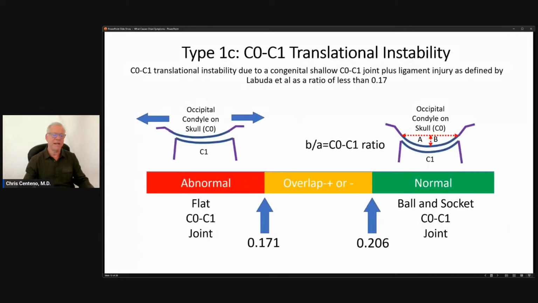And interestingly, they came up with a rather unique view of this, right? They looked at the shallowness of the C0C1 facet joint. Normally, the C0C1 facet joint is more of a shallow ball and socket.